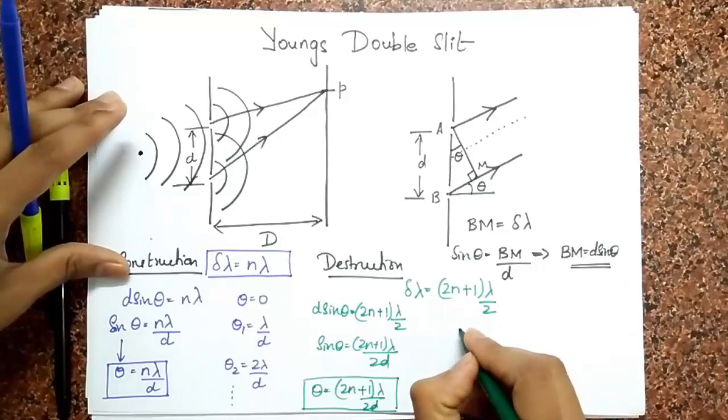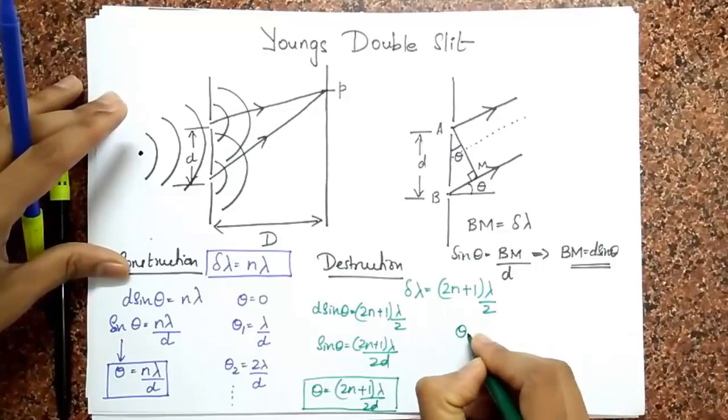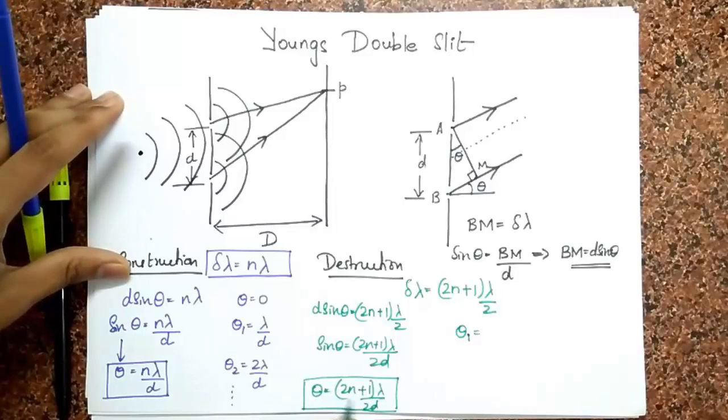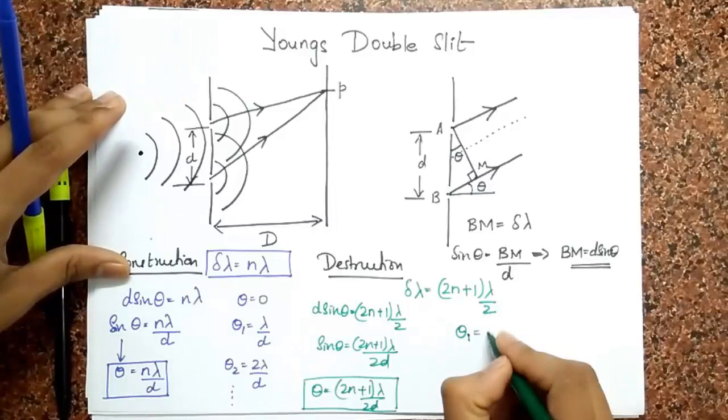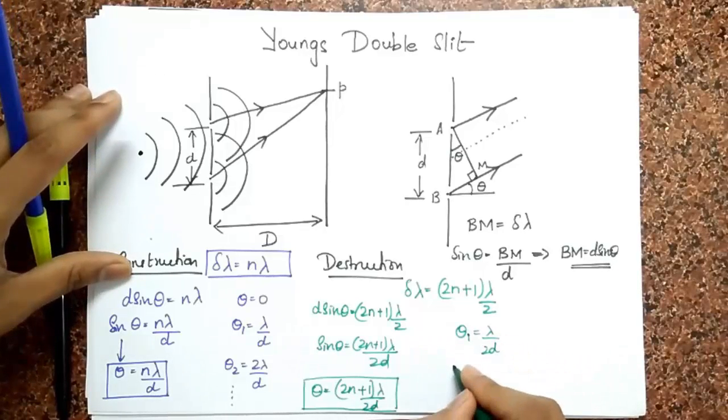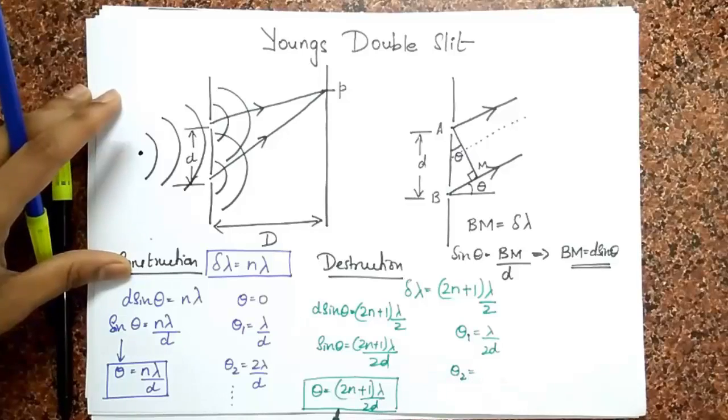Therefore, the first minima which I'm going to get, which I'll call theta 1, is when I put n equals 0. And therefore, I'll get lambda by 2d. So at that angle, I will get a minima. The next minima which I'm going to get is when I put n equal to 1. And so when I put n equals 1, I get 2 plus 1, that is 3 lambda by 2d.